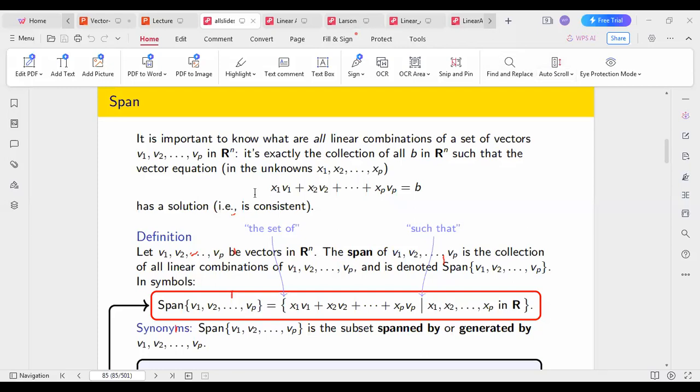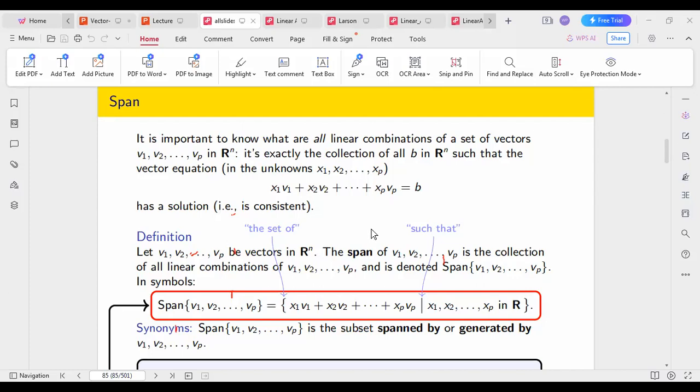Now another topic, span. What is the span? It is important to know all linear combinations of a set of vectors b1, b2, up to bp in Rn space. It's exactly the collection of all b in Rn such that the vector equation x1 b1 plus x2 b2 plus dot dot plus xp bp equals b, where x1, x2, up to xp belong to the real numbers, are scalars, and b1, b2, up to bp are vectors, has a consistent solution.